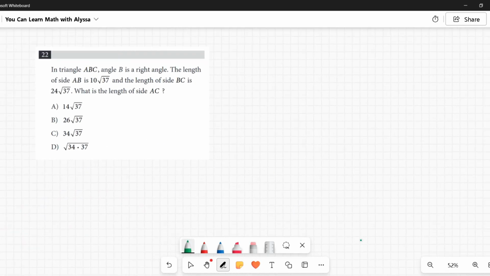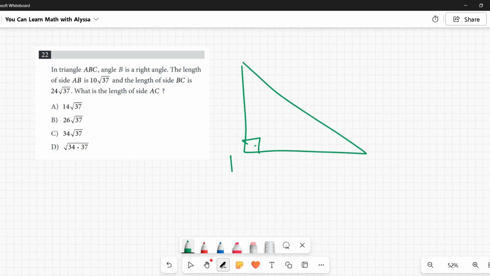All right, number 22. In triangle ABC, angle B is a right angle. So I immediately want to draw this. Okay, so I have angle B is a right angle, and this is A, ABC. The length of side AB is 10 times the square root of 37. Okay, so 10 square root of 37. And the length of side BC is 24 square root of 37. What is the length of side AC?